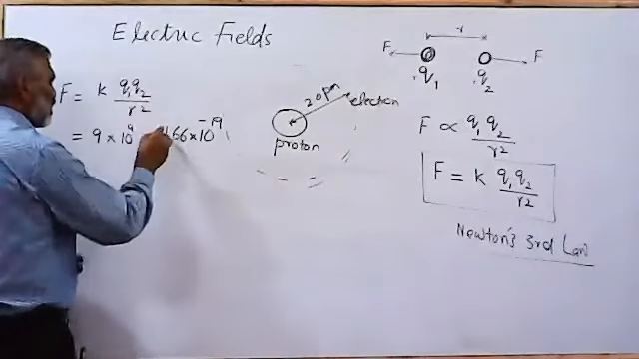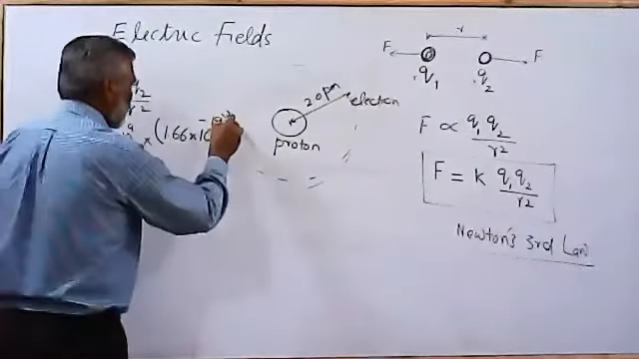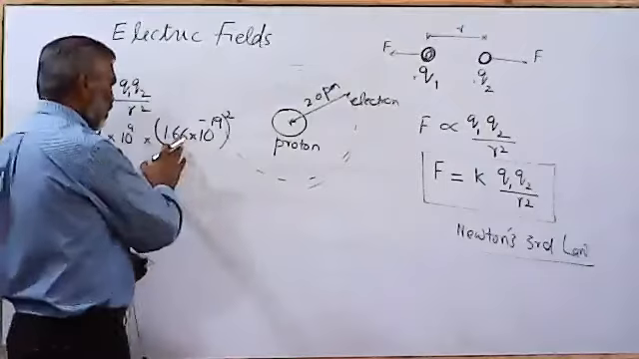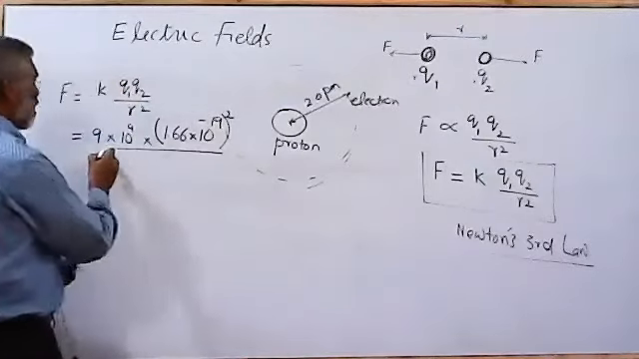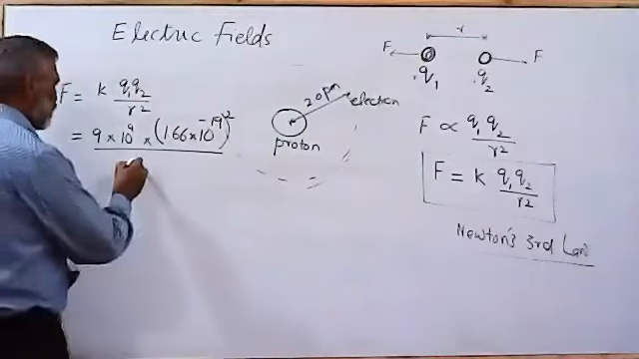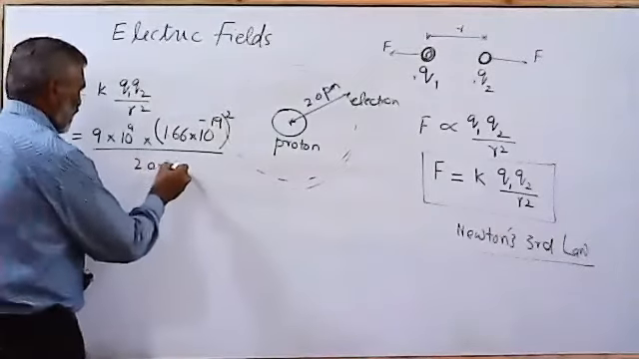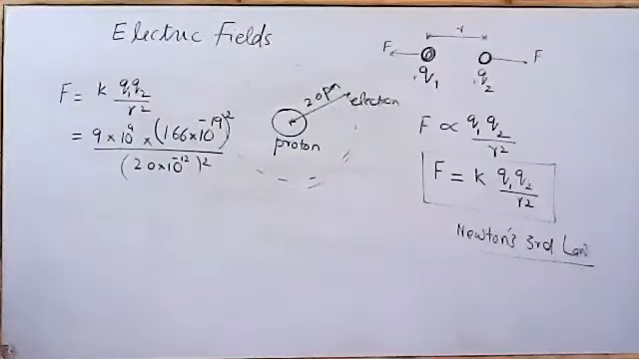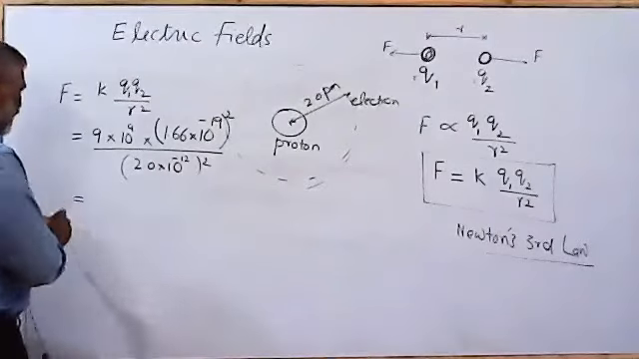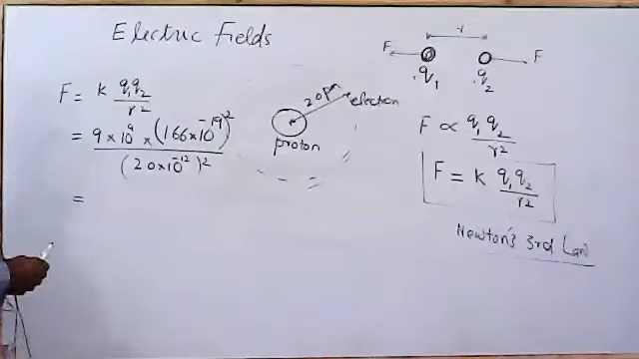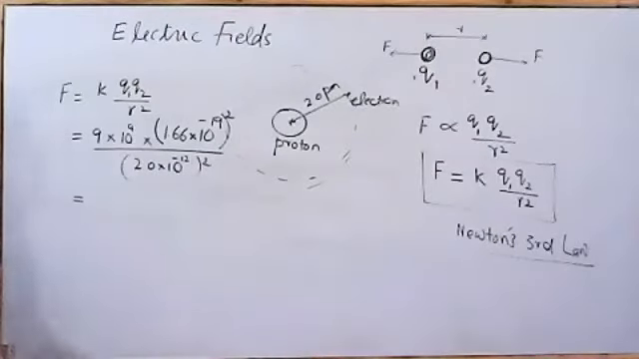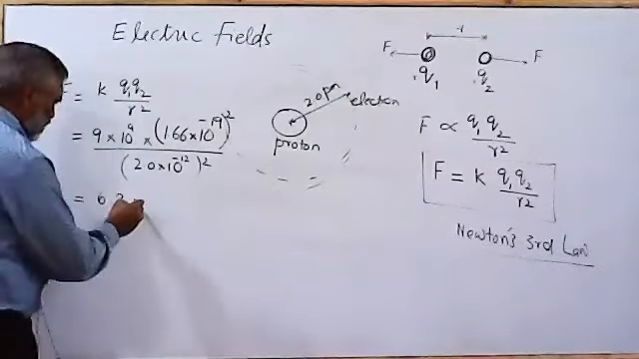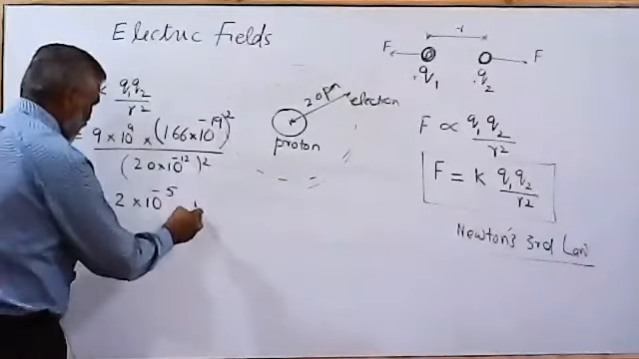So if both are identical charges, Q1 into Q2 becomes the same charge, I mean Q squared, divided by R square, which means 2 into 10 raised to power minus 12 whole squared. Now this is something you can give to your calculator, simplify it, and you will see that this comes out to be, as I did, 6.2 into 10 raised to power minus 5 Newton.